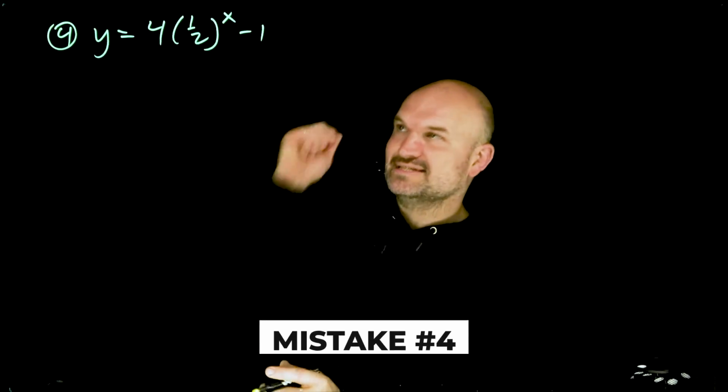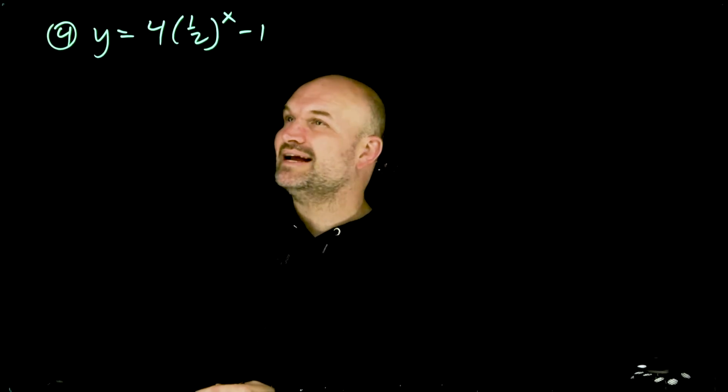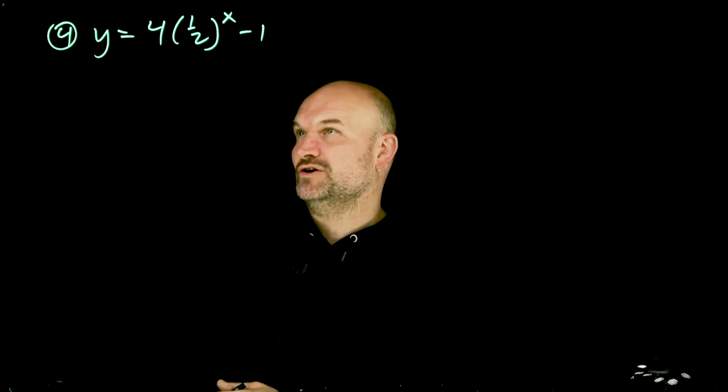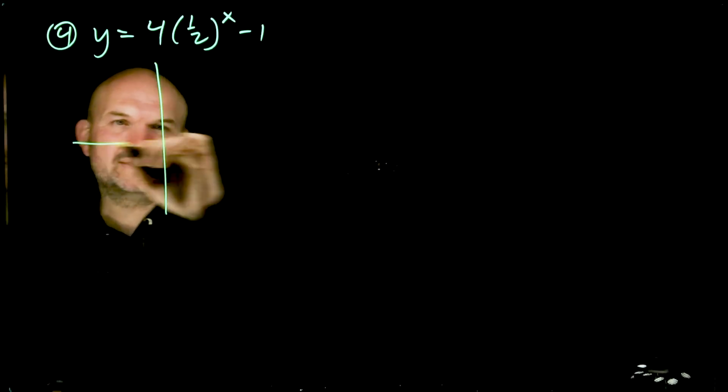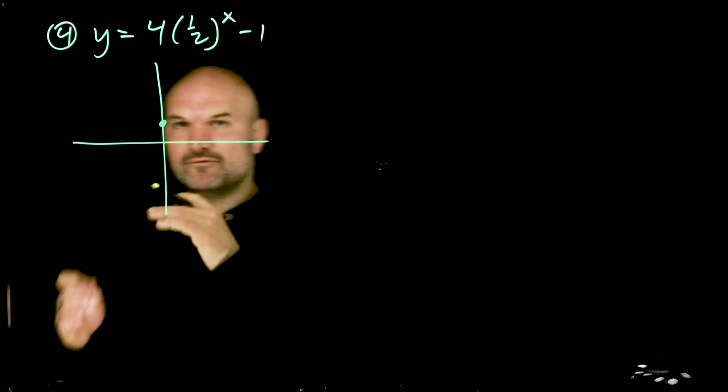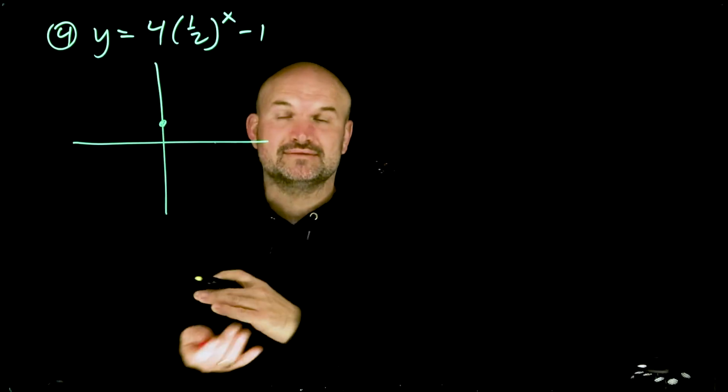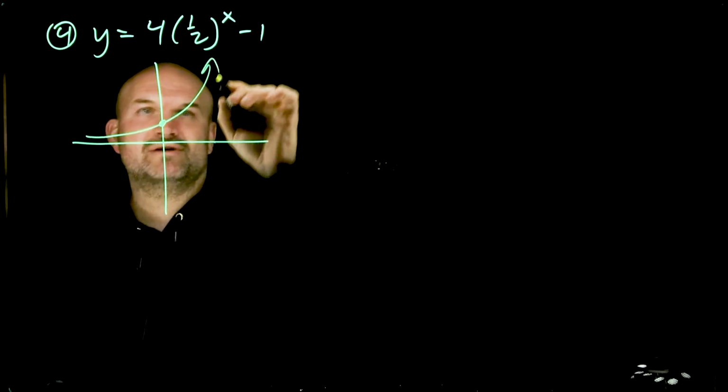All right, now the next example that students will make a mistake with the domain and range is going to be with our exponential function. So again, kind of like the logarithm, students just forget what the parent graph looks like. This one, remember, the exponential is the inverse of our logarithmic graph.